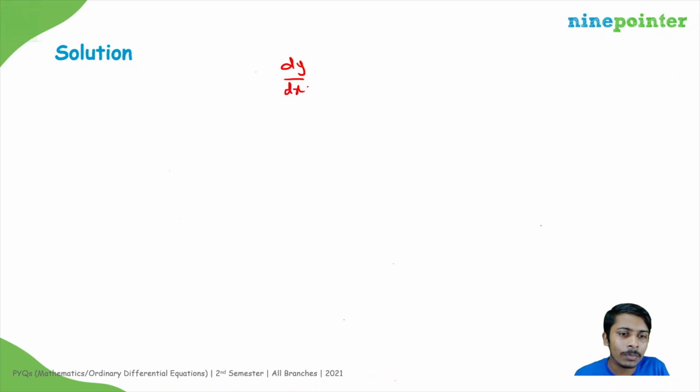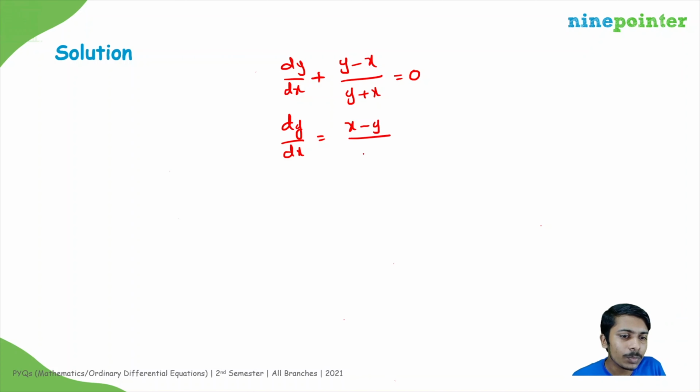So before that, I am just rewriting the differential equation. It is dy by dx plus (y minus x) divided by (y plus x) equal to 0. I can just rewrite this as dy by dx is equal to (x minus y) upon (x plus y). It is really obvious that this is a homogeneous differential equation, because if I substitute tx and ty in place of x and y, that t will come common in the numerator and denominator and just get cancelled.